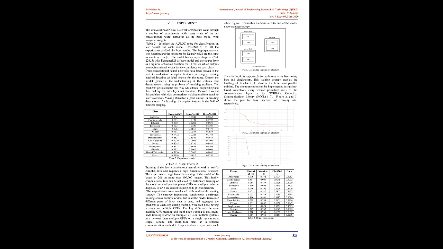The hyperparameters, loss function, and the optimizer for DenseNet 121 are the same as mentioned in 2. The model has an input shape of 224, 224, 3, with DenseNet 121 as the base model and the output layer as a sigmoid activation function for 14 classes, which outputs a one-dimensional vector for the confidence on each class.